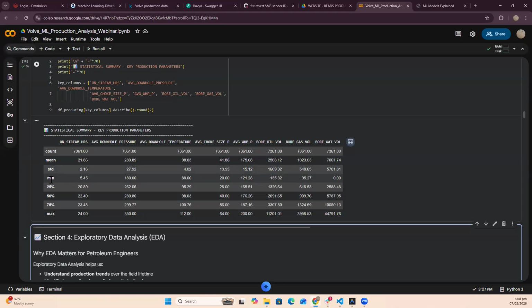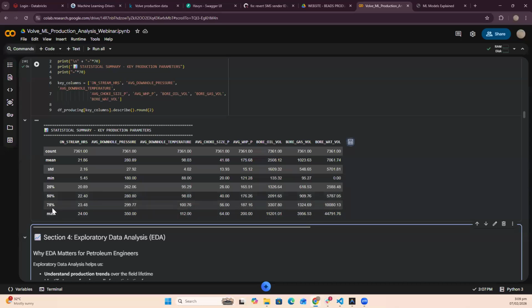Mean tells us the least value that we could get. And we have the 20th percentile, right? So this one is trying to tell us that 20% of stream hours fall below 20.89. Right. So that's the 25th percentile, meaning 25% of the time, stream hours fall below 2.89, right? And we have the same thing for the 50th percentile: 50% of the time, we get stream hours below 22.40, right?